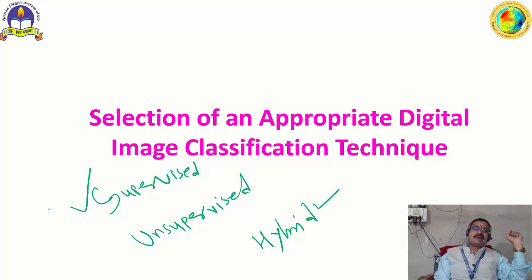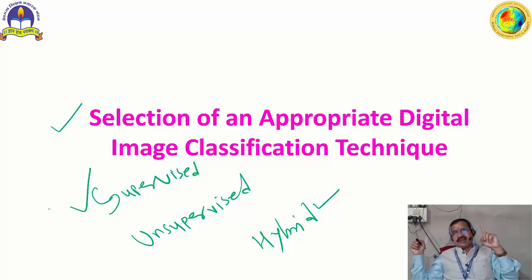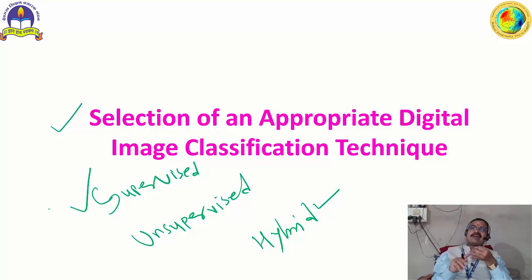It means selection of an appropriate digital image classification technique is based on which data you are going to use, what is the quality of that data, how atmospherically, radiometrically, and geometrically correct is that data, and which software you are going to use, and what is your motive. Based on that you can select your own classification technique.